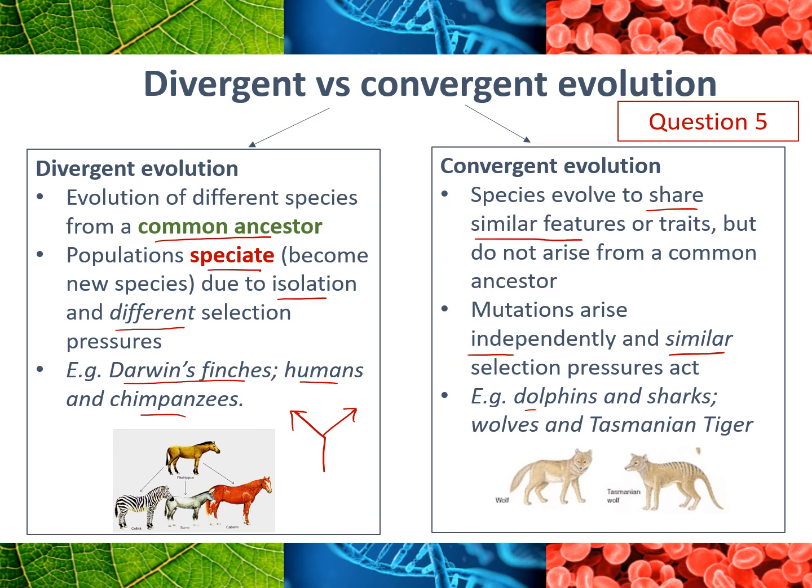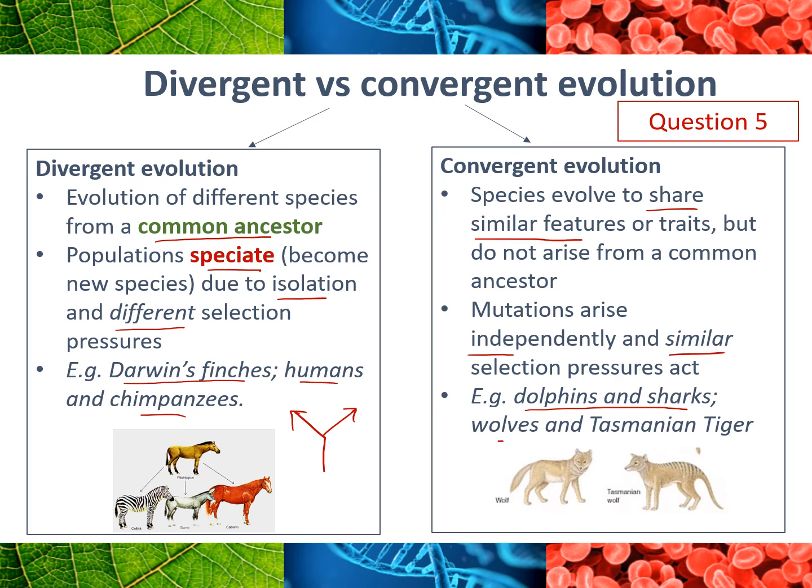Dolphins and sharks are another really good example of that. They look quite similar. They've got the long, sleek body, similar colouring, but dolphins are mammals and sharks are fish. So they have a very different evolutionary history, but both of them had the same advantages with certain traits.